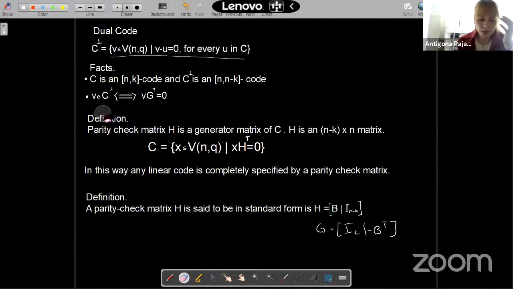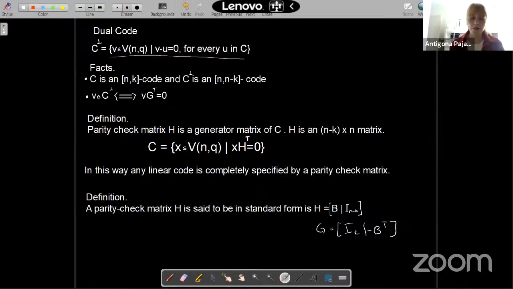Because this dual code is a linear code, and we said before that linear codes have generator matrices, this dual code also has a generator matrix, which we denote by H, and we call it a parity check matrix. This matrix is an n minus k by n matrix. Now, why do we need all of this? Because we saw before that we can specify a linear code by just knowing its generator matrix. But now I can specify a linear code by just knowing the parity check matrix as well. So I don't need just a generator matrix. We're finding more ways that we can specify a linear code.